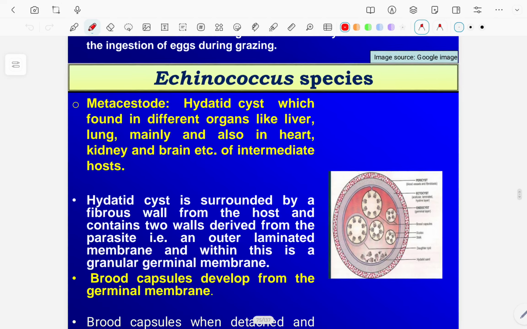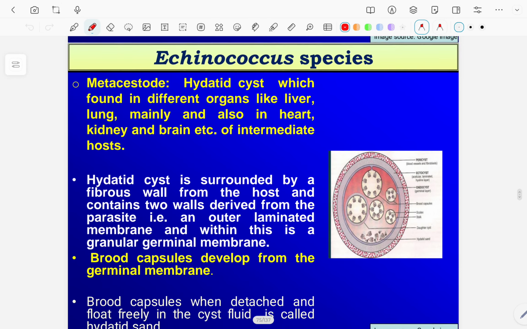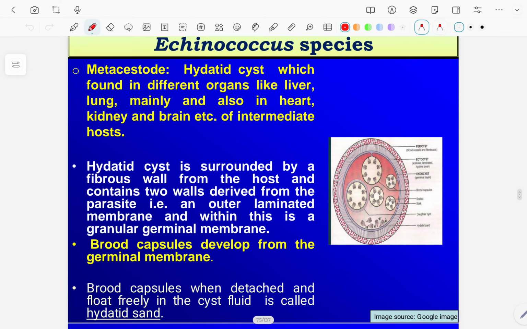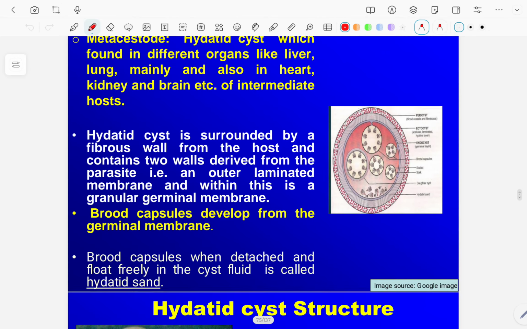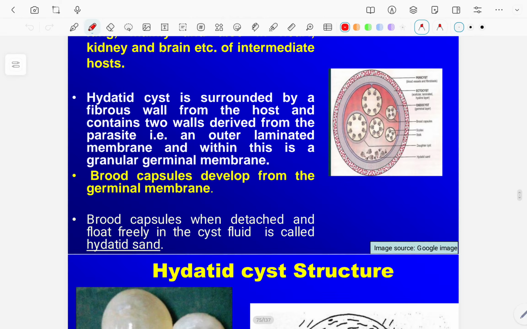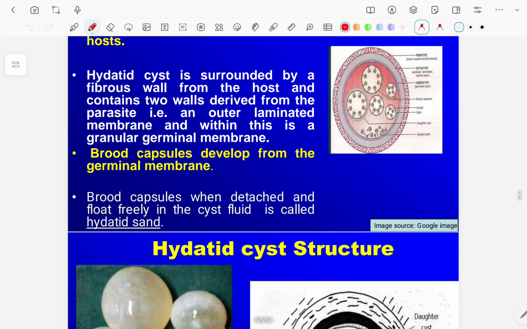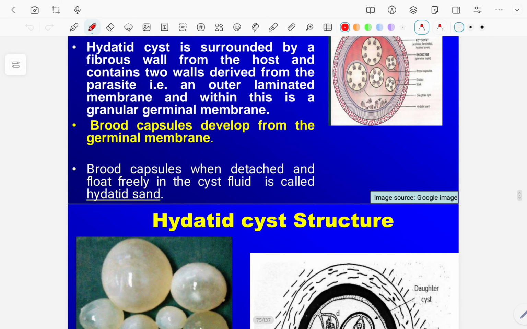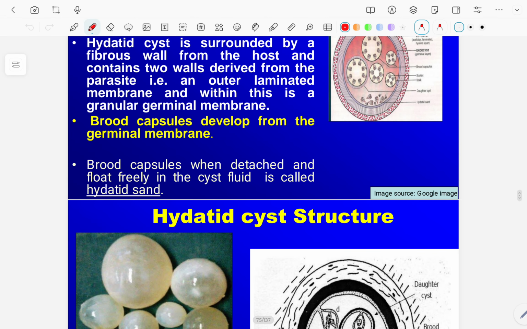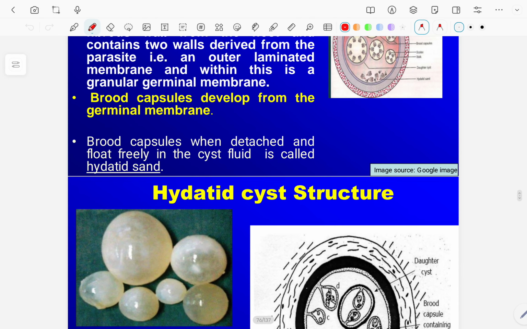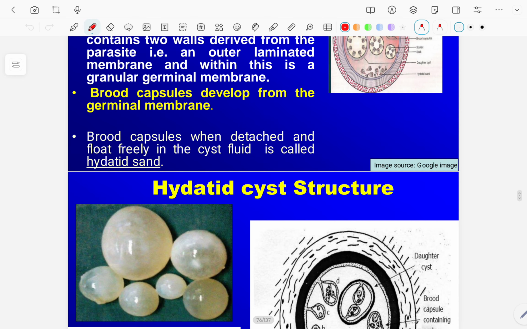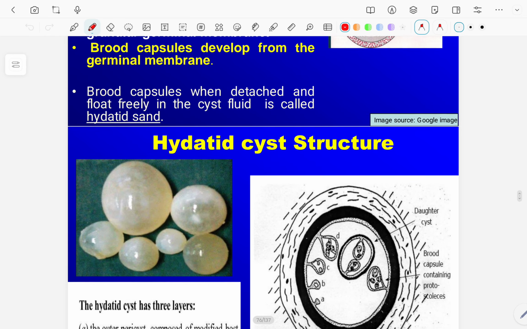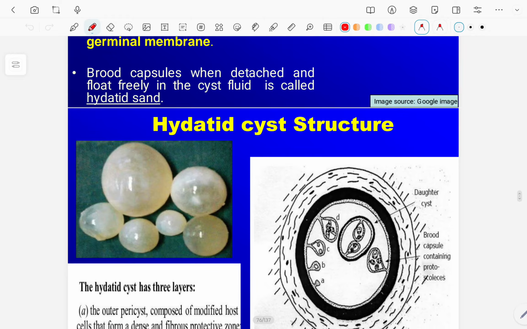Echinococcus species are cestodes. The hydatid cyst is found in different organs, mainly liver and lung, and also in heart, kidney, and brain etc. of the intermediate host. The hydatid cyst is surrounded by a fibrous wall of the host and contains two walls derived from the parasite: an outer laminated membrane, and within this a granular germinal membrane. Brood capsules develop from the germinal membrane. Brood capsules, when detached and floating freely in the cyst fluid, are called hydatid sand.